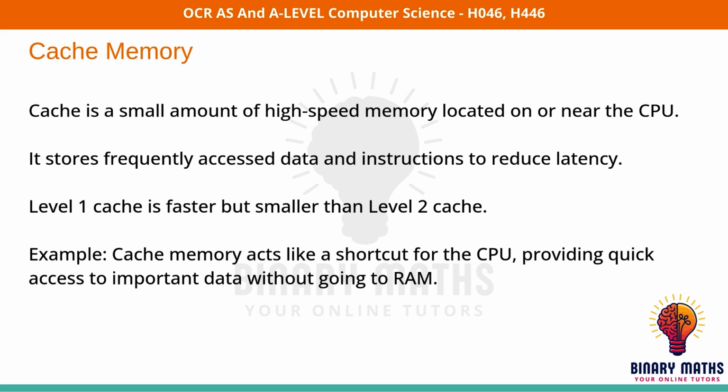Cache is a small amount of high-speed memory located on or near the CPU. It stores frequently accessed data and instructions to reduce latency. Level 1 cache is faster but smaller than Level 2 cache. Cache memory acts like a shortcut for the CPU, providing quick access to important data without going to RAM. This proximity to the CPU allows for faster data retrieval, which is crucial for maintaining high performance in demanding applications. Cache memory can significantly reduce the time it takes to access data, improving overall system responsiveness.